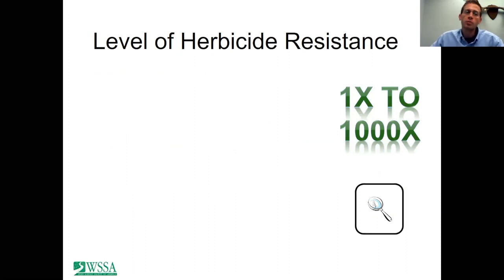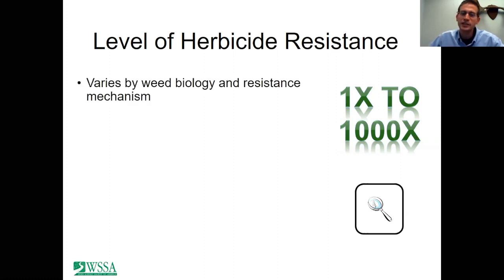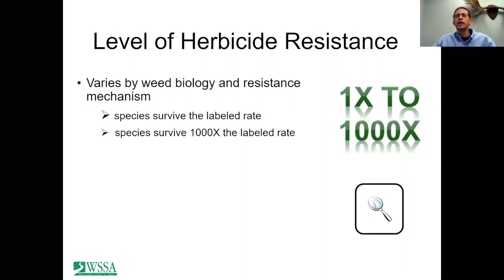The level of herbicide resistance may also vary within plant populations. The level of herbicide resistance found across all weeds and herbicide resistance mechanisms is not uniform. Rather, the level of herbicide resistance in weeds can vary by weed biology and the herbicide resistance mechanism. In some cases, resistance occurs when weed species survive applications at the labeled herbicide rate, while in other cases, a species may survive 1,000 times the labeled herbicide rate.